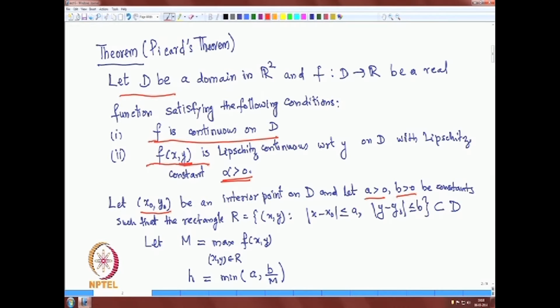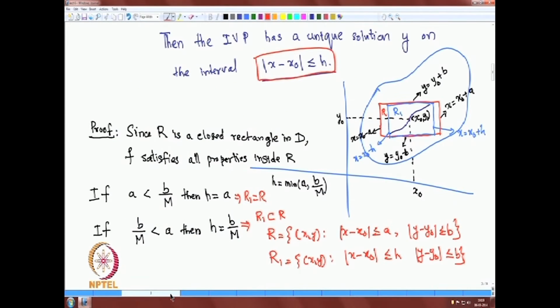than 0, b greater than 0, such that the rectangle defined by this is fully inside the domain D, and we use a notation M as the maximum value of f in the rectangle, which is attained because f is continuous, and h is the minimum of a and b by M. Then the Picard's theorem is that the initial value problem has a unique solution in the interval |x minus x0| is less than or equal to h.